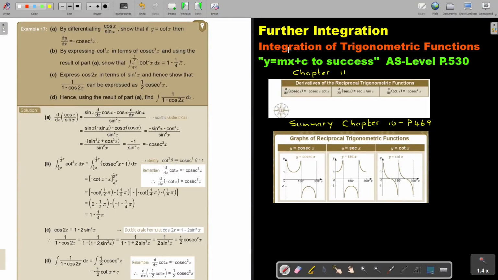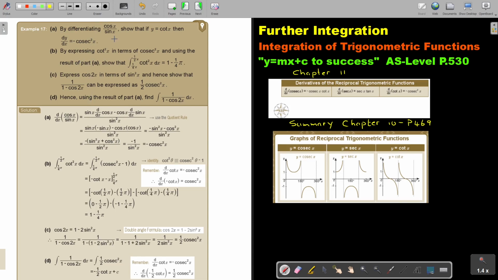In this video, we will continue with integration of trigonometric functions. You will find this on page 530 in the Namibian AS-Level Mathematics textbook, Y equals mx plus c to success. Let's look at another example, and this is a typical exam example.